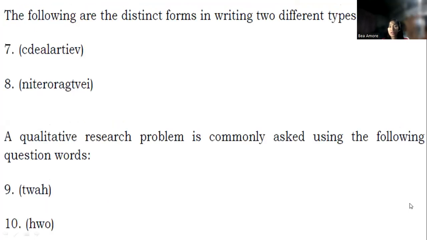Anyway, you can pause this, and when you're done, you continue playing this video. The following are the distinct forms in writing two different types of problem: number 7 and number 8. Next, a qualitative research problem is commonly asked using the following question words: 9 and 10.